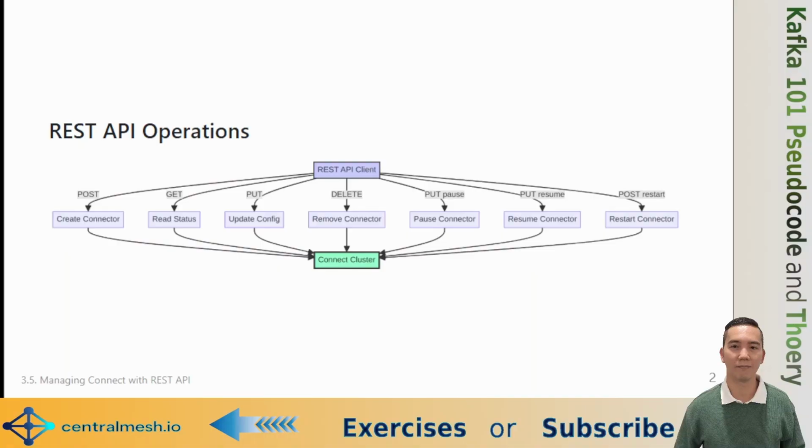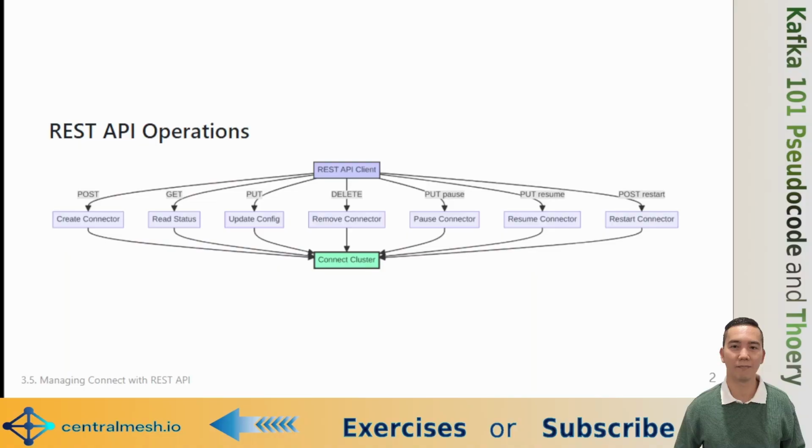Next is GET, which allows us to retrieve information about connectors, including their configuration and current status. PUT is used whenever we want to update an existing connector or perform actions like pausing or resuming it. DELETE removes a connector completely. There are also special operations such as restarting connectors or individual tasks. What's important is that every one of these requests ultimately goes to the Kafka Connect cluster.